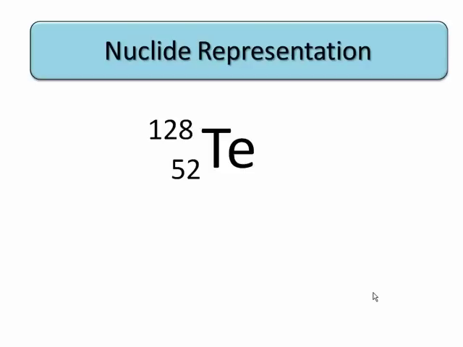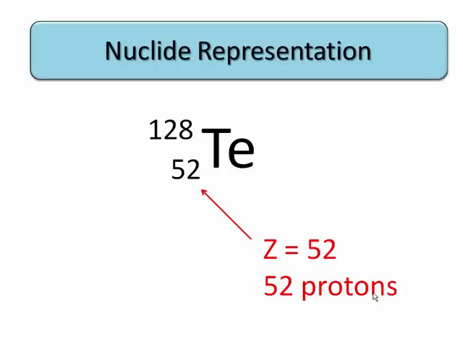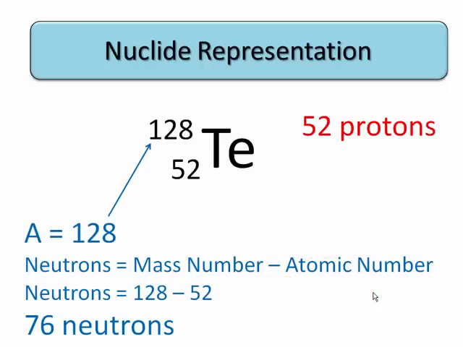Let's look at a nuclide representation for a very specific atom of tellurium. We see an atomic number of 52, indicating that this atom has 52 protons. We see a mass number of 128. Since we already know that 52 of these particles are protons, a little subtraction will give us the number of neutrons. Mathematically, we could say that neutrons are equal to mass number minus atomic number. In this case, the neutrons will be 128 minus 52, or 76 neutrons are present in this nucleus.